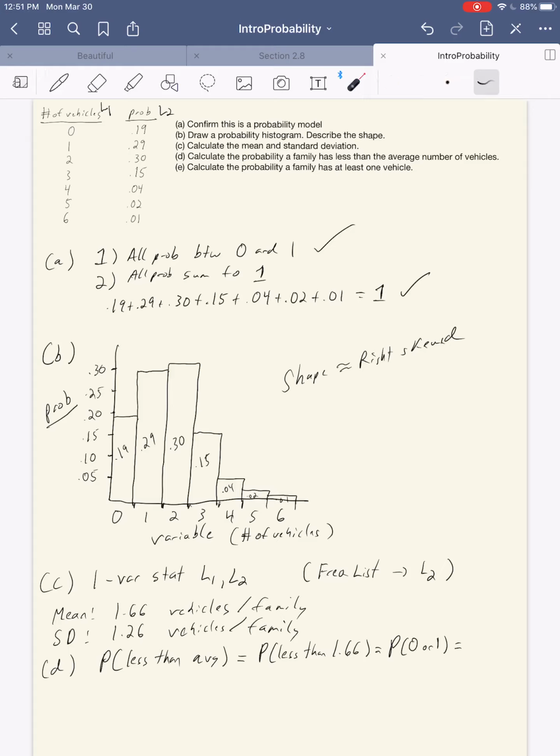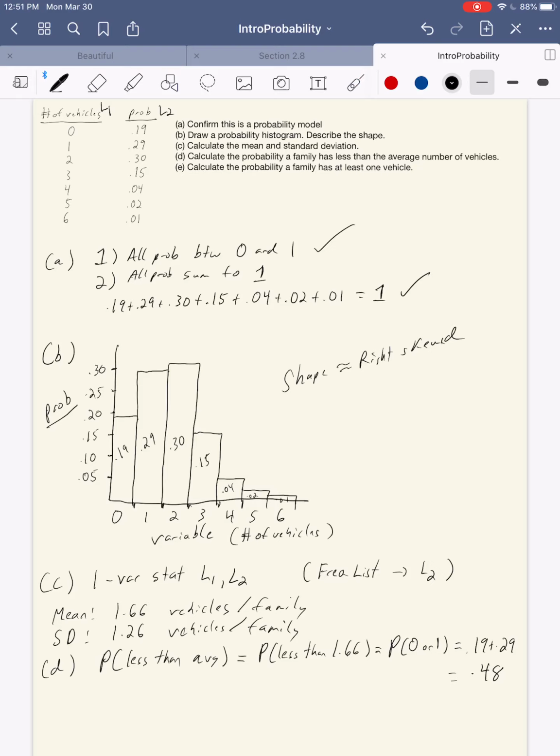And how do we get those probabilities? Well, we just look them up here, right? There's no overlap because you can't have 0 and 1 at the same time. So we just add these up, 0.19 plus 0.29, and that is going to be 0.48. So that tells us that about 48% of people have less than the average number of vehicles, because we calculated the average as 1.66, and the only way to have less than 1.66 is to have 0 or 1.